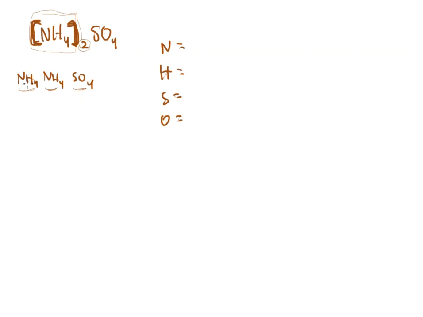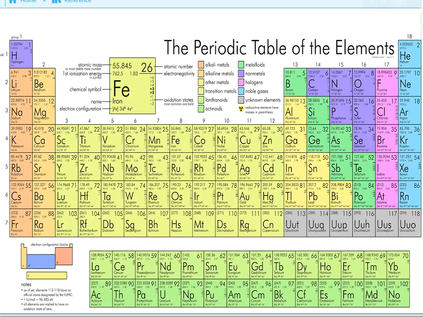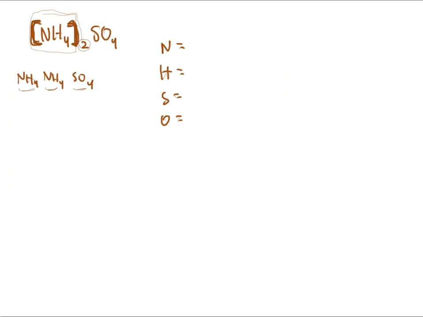But here's my nitrogens, and I need the weight for nitrogen. We've not done that one yet, so I'm going to pull up the periodic table. I'm going to find nitrogen. It's right here, 14.0067. So I'm going to round that to 14.01. Hydrogen we've done before, 1.01.